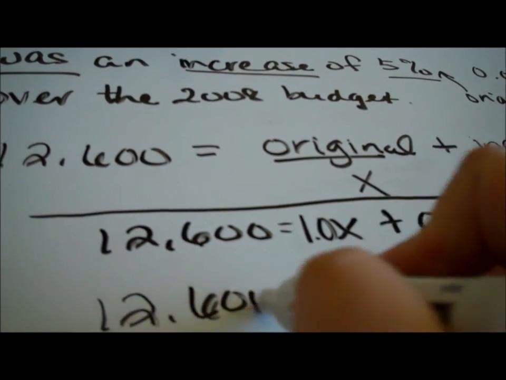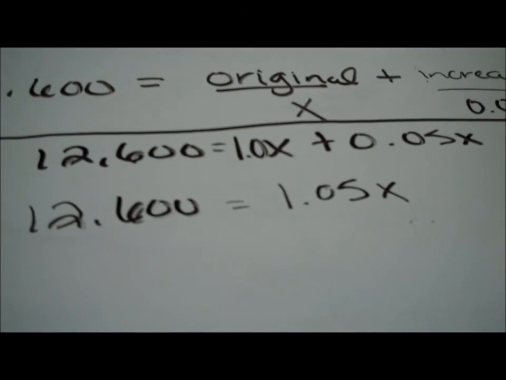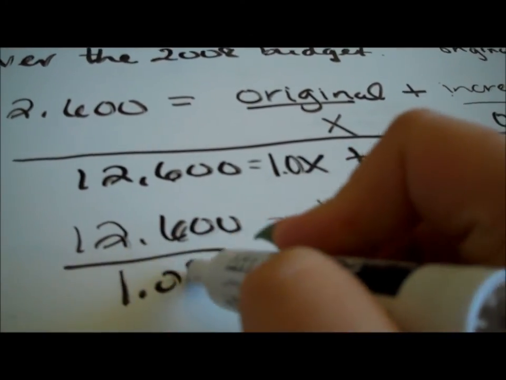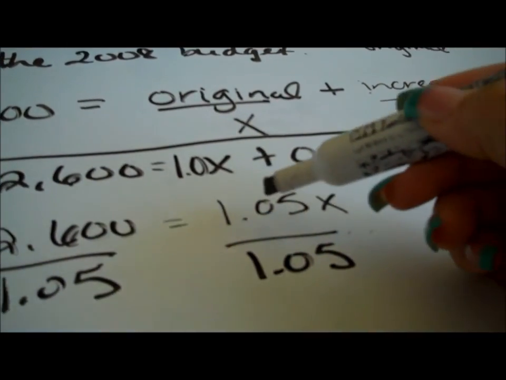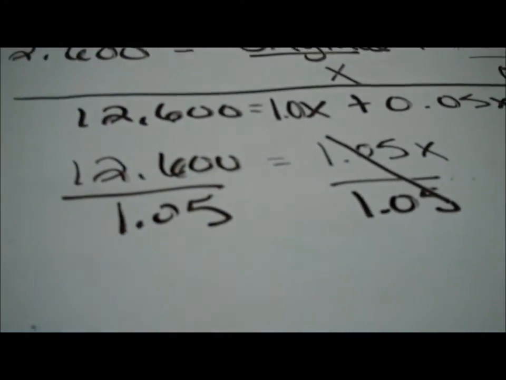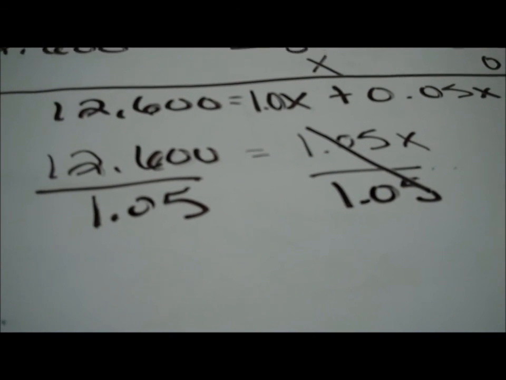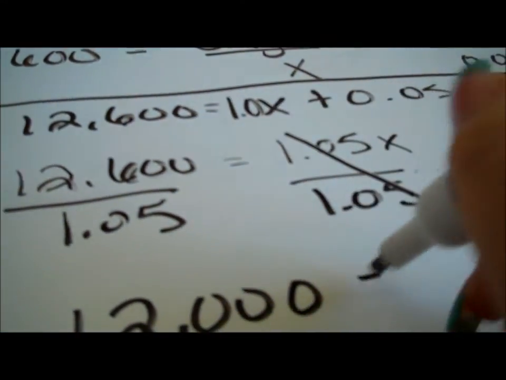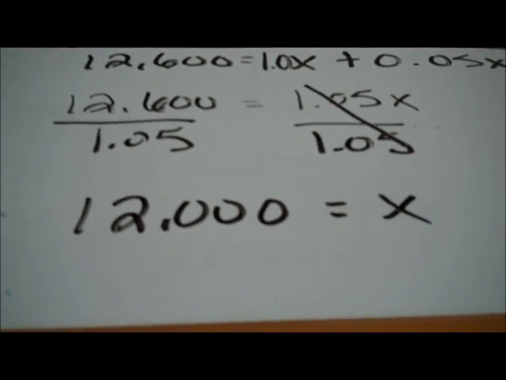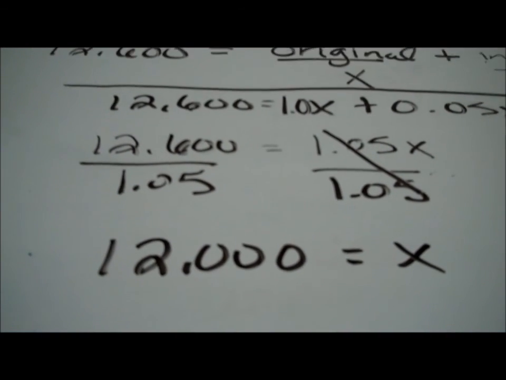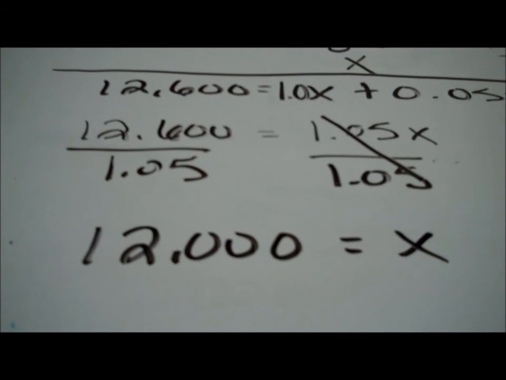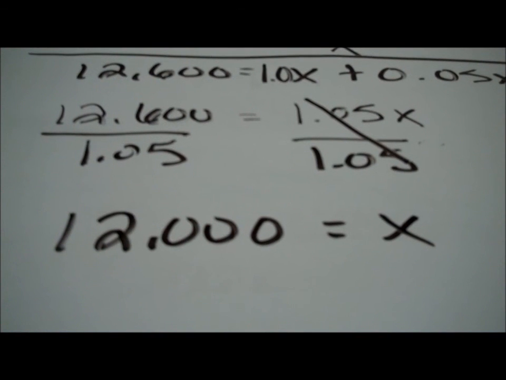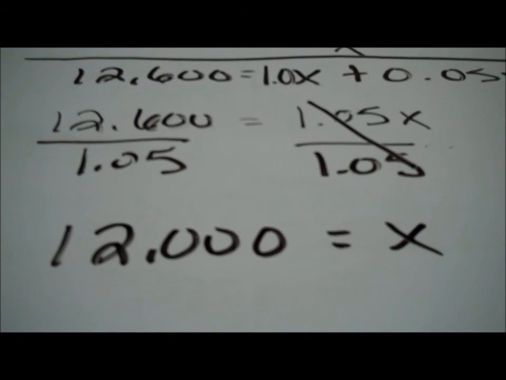The 12,600 is going to stay the same on the left. So to solve for x, I need to divide by 1.05, because again, there's multiplication going on right here. The opposite is division. And when I divide that, I will get my answer. Okay, so our answer is $12,000. Okay, does that answer make sense? Yes, because the 2008 budget was increased in 2009, so therefore the 2008 budget should be smaller than the 2009 budget, so that does make sense.